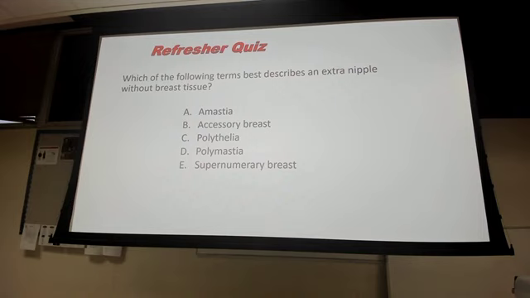So amastia, no breast tissue, no nipple, nothing there. Accessory breast, that's the one that is in the axilla. Polymastia essentially means supernumerary breast, same thing. You have more than two breasts.